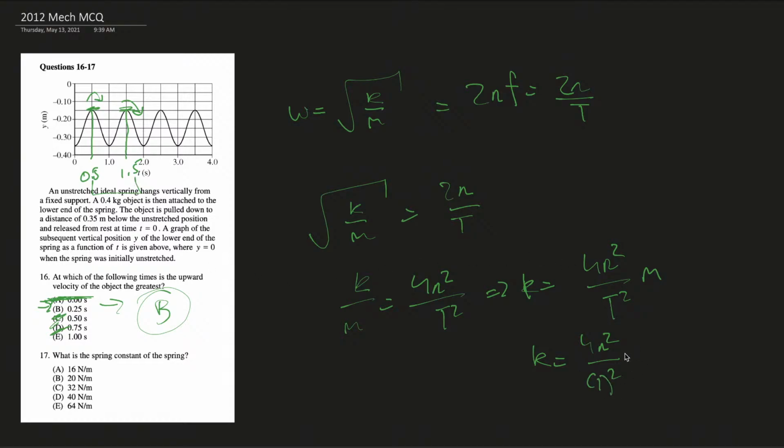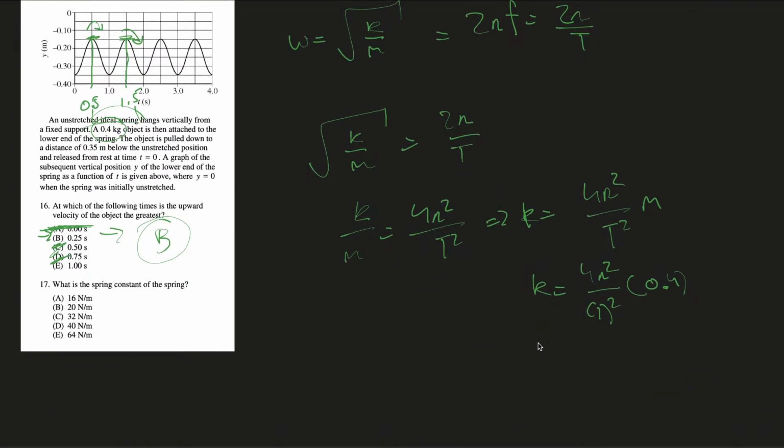So we have 1 squared multiplied by the mass of the object, 0.4 kilograms. They tell us that right here, so 0.4. All of that simplified tells us that k is 4 pi squared times 0.4. That gives us 15.79. That's closest to A. So 17 is going to be A.